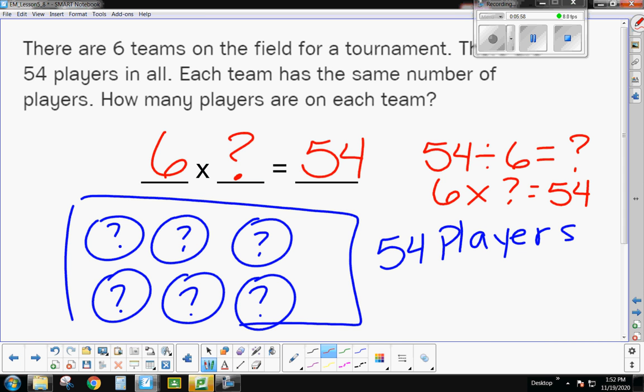All right, and you should have come up with the answer of 9. I was going to erase that, but I couldn't find my eraser. 6 times 9 equals 54. All right, let's do another problem.